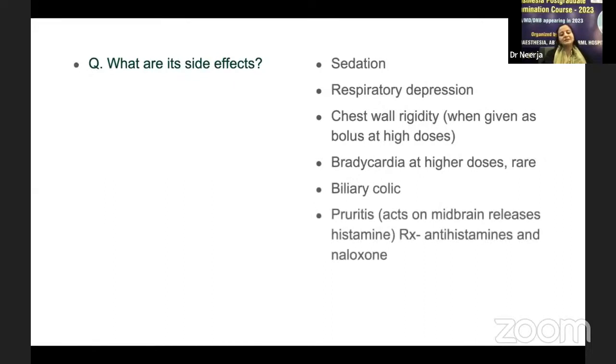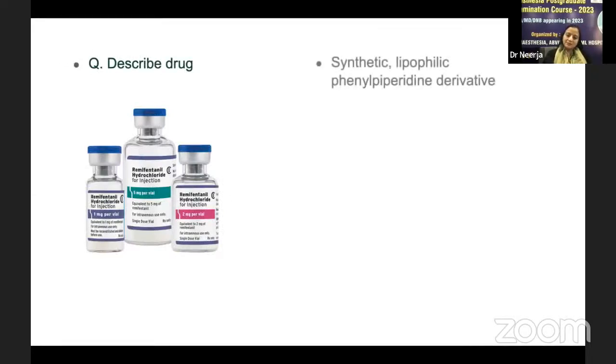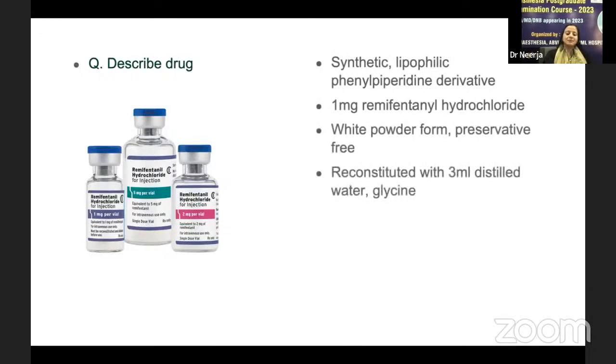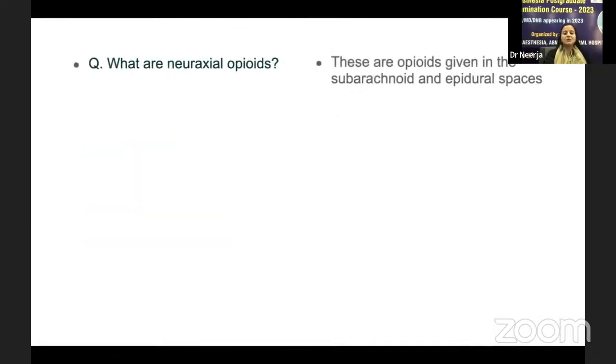These are the side effects that we have already talked about. This is how your remifentanil is dispensed. We have talked to you in detail about remifentanil. It is dispensed in powdered form. Okay. Potency and side effects are all similar to that of fentanyl. Tissue and plasma esterases are responsible for its metabolism.